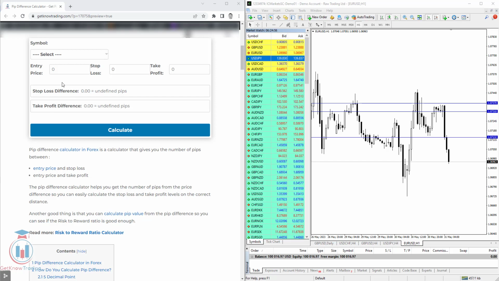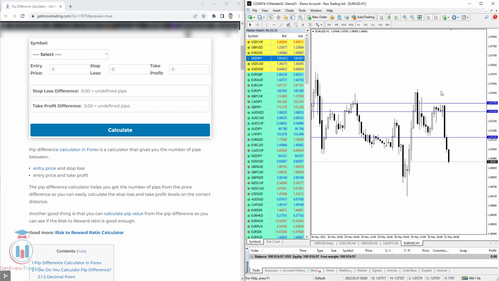On the left side you can see a Pip Difference Calculator where you need to select symbol before that, and that is to select how many decimal points your chart is using on different currency pairs. In this case I'm using Forex market, and we have a contract size which is equal to 100,000 units. So we have currency pairs that are defined with 4 or 5 or 2 or 3 decimal points.